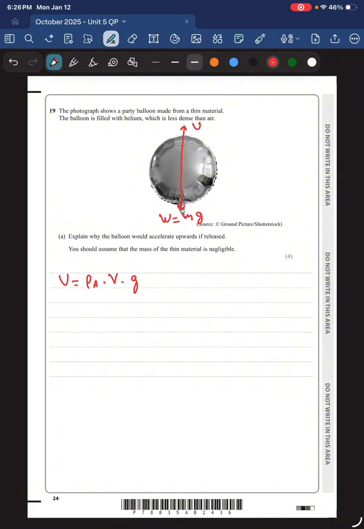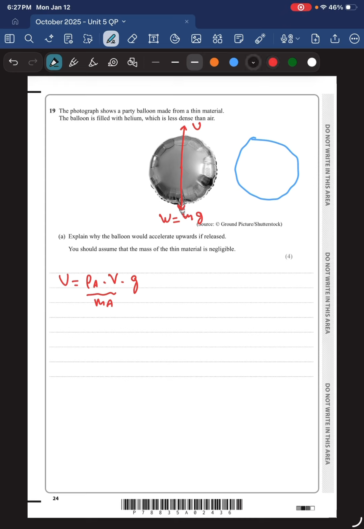So the upthrust is equal to the mass of the displaced volume, right? What's the displaced volume? It's the equivalent displaced volume of air, because this is the volume of air that the balloon displaces to be there. I hope this makes sense. So this is the mass of air displaced, which is equal to its density times the volume times g.